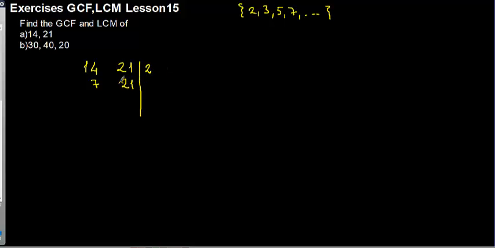And now another prime is 3. We are dividing by 3, but 7 it is not possible. And 21 divided by 3 is 7. The last one, there is no need to try 5 because we know that 7 is not divisible by 5. That's why we are going to use 7 directly, and 7 divides both of them. So I'm going to circle the 7. So here I'm going to write: greatest common factor of 14 and 21 is 7.